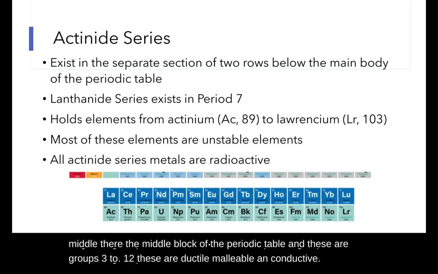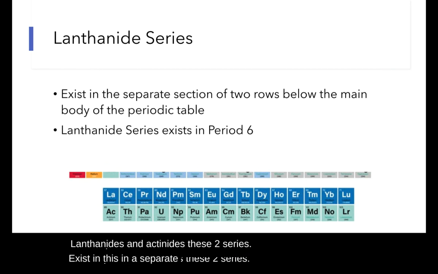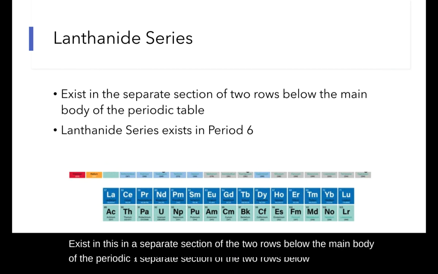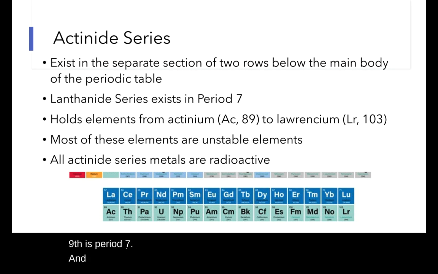Lanthanides and actinides, these two series exist in a separate section of two rows below the main body of the periodic table. Lanthanides exist in period 6, so this is actually period 6 right here, just separated from the main body. Actinides is period 7, and these hold elements from actinium to lawrencium, and most of these are radioactive and unstable.